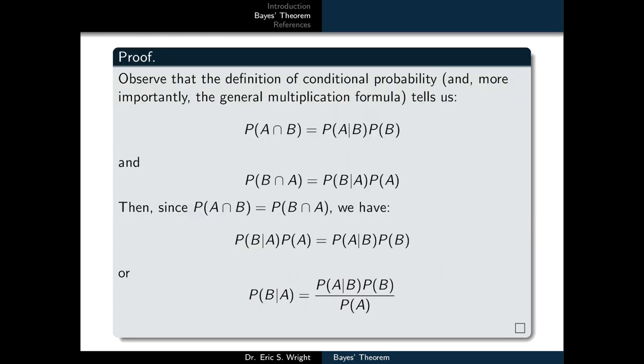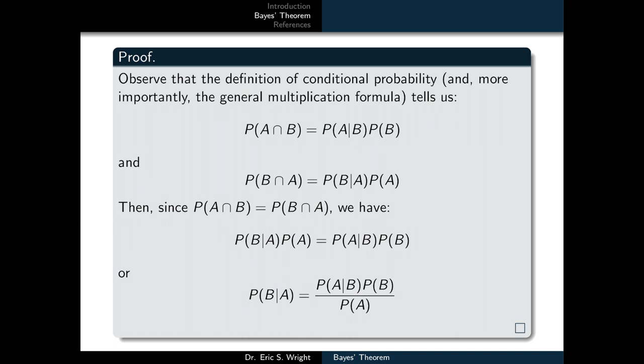The proof of Bayes' theorem relies really only on algebra, and it mirrors what the car dealership employee did to derive her formula, but we'll review it here. We observe that the definition of conditional probability, and more importantly, the general multiplication formula, tells us that the probability of A intersect B equals the probability of A given B times P of B, and the probability of B intersect A equals the probability of B given A times P of A.